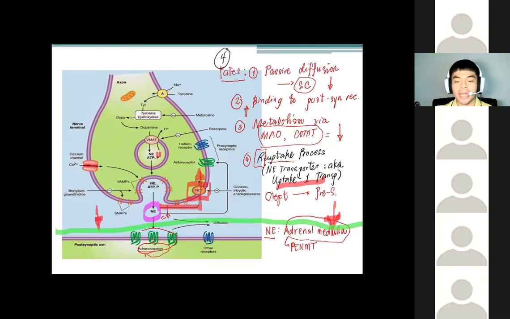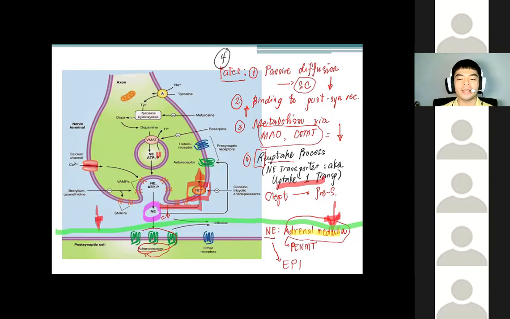So what does PNMT do? Ang PNMT, it is responsible in converting norepinephrine to epinephrine. That's why, if you could still remember kahapon, majority ng epinephrine nakastore where? Sa adrenal medulla. Kasi doon siya nasi-synthesize talaga.